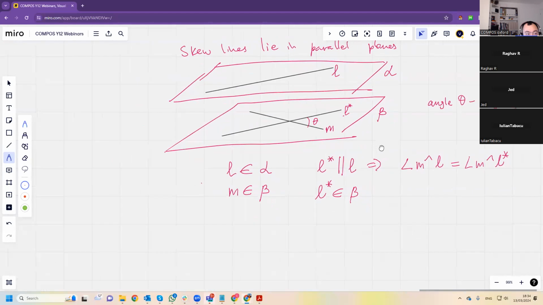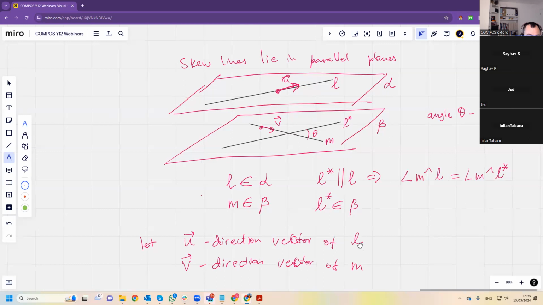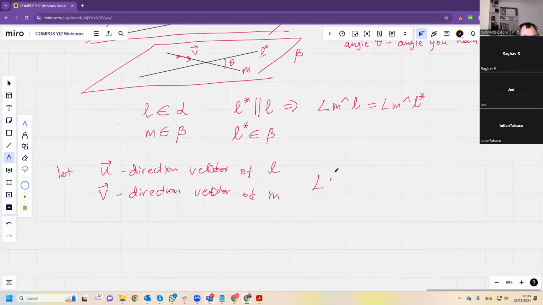So how do you do this problem? Well, you need to find the direction vector of L. Let's call it U. And M has a direction vector V. So U is the direction vector of L, and V is the direction vector of M. The angle between L and M is the same as the angle between U and V.